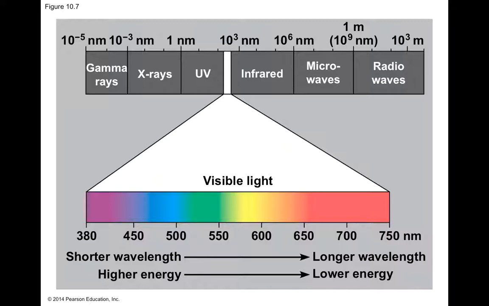Not to get too much into physics, but light is a form of electromagnetic energy, and it travels in waves. These wavelengths can be measured by taking the distance between the crests of the waves. Don't worry, this is not something we measure in this class. What you are looking at here is called the electromagnetic spectrum.